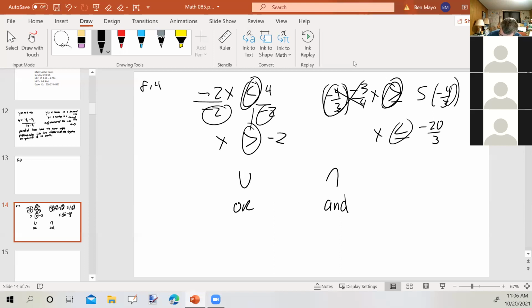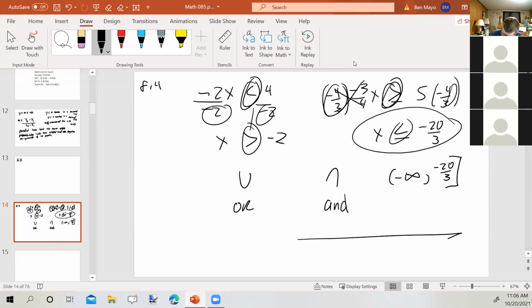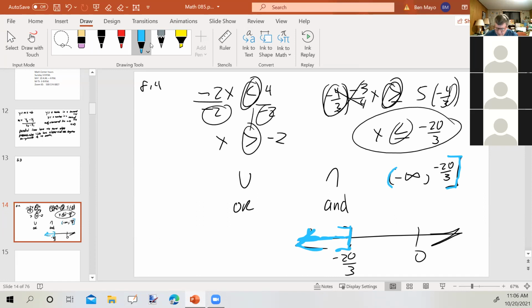Tell you what, let's take this one. How would you write that in interval notation? It would look like this, because x is less than or equal to negative 20/3. Graphically, you'd have this bracket and an arrow going to the left. So interval notation wise, it's going to the left to negative infinity, up to and including negative 20/3 because it has the equals as part of it. Does that make sense?